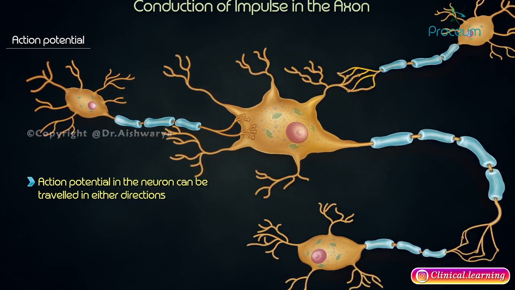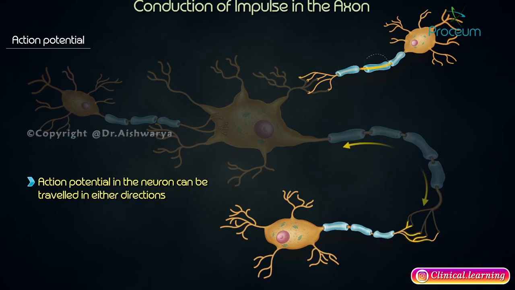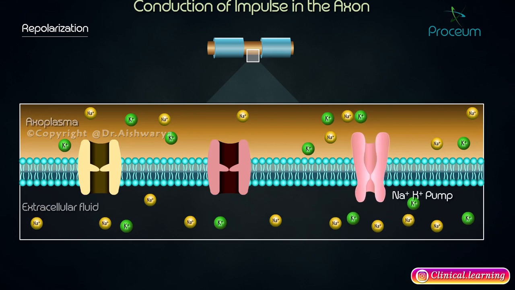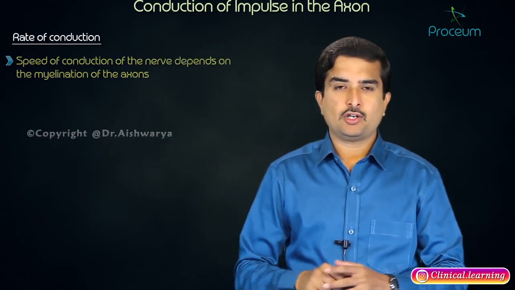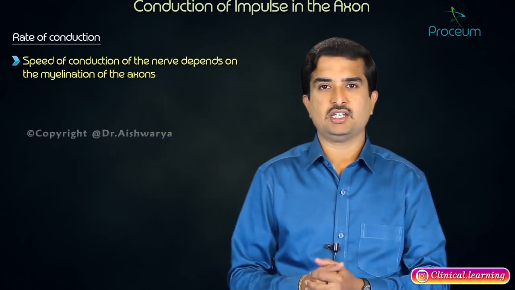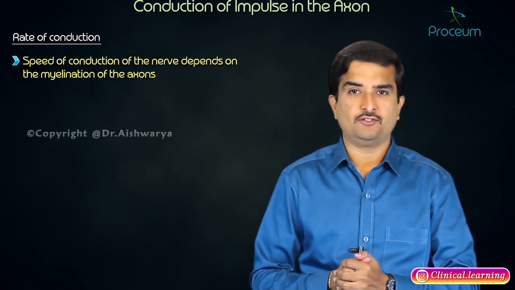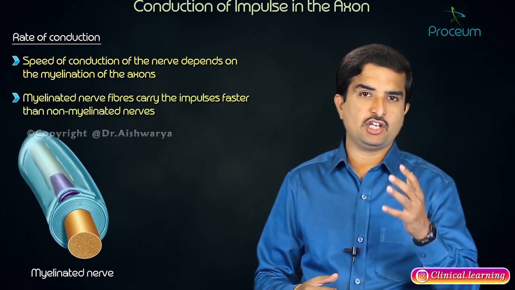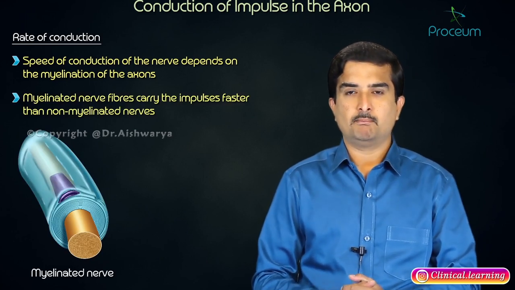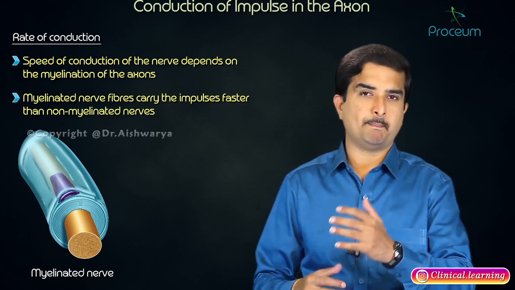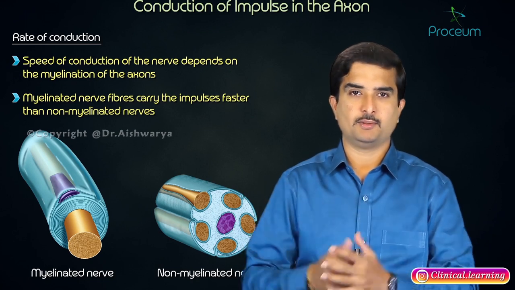So the potential developed in the neuron can travel in either direction, and the repolarization of the plasma membrane caused by the ionic exchange restores the resting membrane potential. So if you talk about the speed as well as velocity of the nerve, the velocity of the conduction of the nerve mainly depends upon the myelination of the axons. Myelinated nerve fibers carry impulses at a faster rate compared to that of non-myelinated nerve fibers.